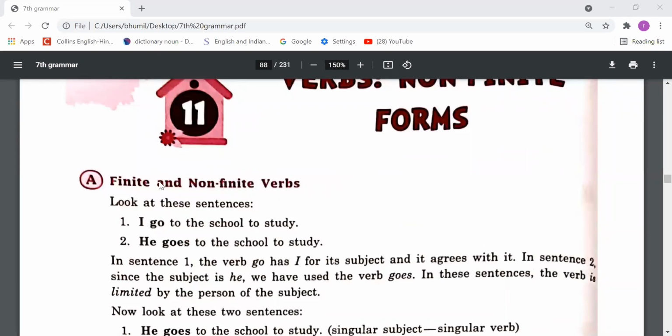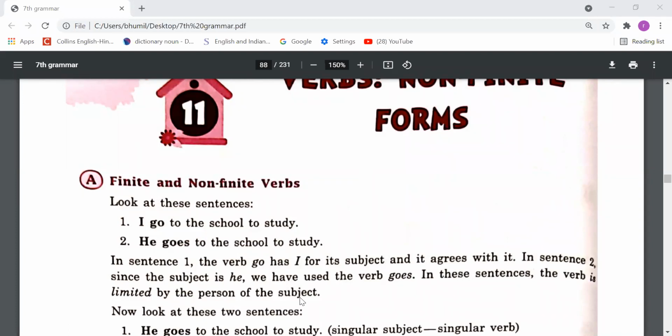Finite and non-finite verbs. Look at these sentences. I go to school to study. He goes to the school to study. In sentence 1, the verb go has I for its subject and it agrees with it. In sentence 2, since the subject is he, we have used the verb goes. In these sentences, the verb is limited by the person of the subject.